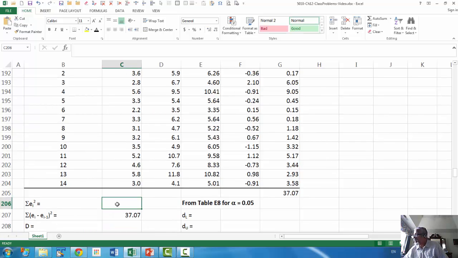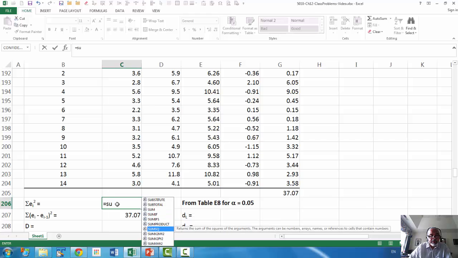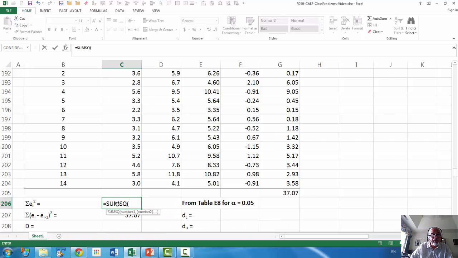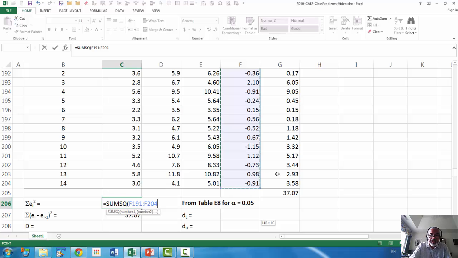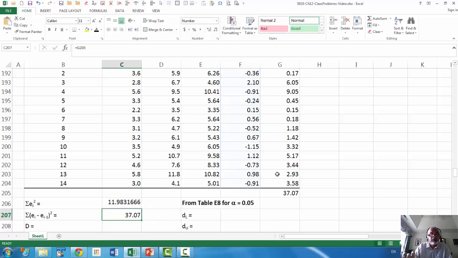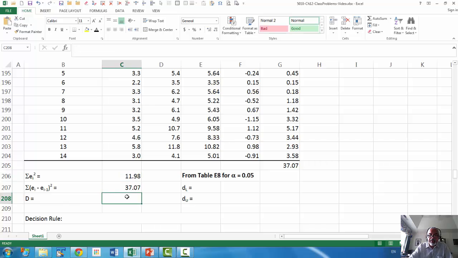Or there is an Excel function called SUMSQ. The SUMSQ function will square each value in the range and add them up. Okay, so that gives us the denominator, and then our d is numerator divided by the denominator, gives you the Durbin-Watson statistic.